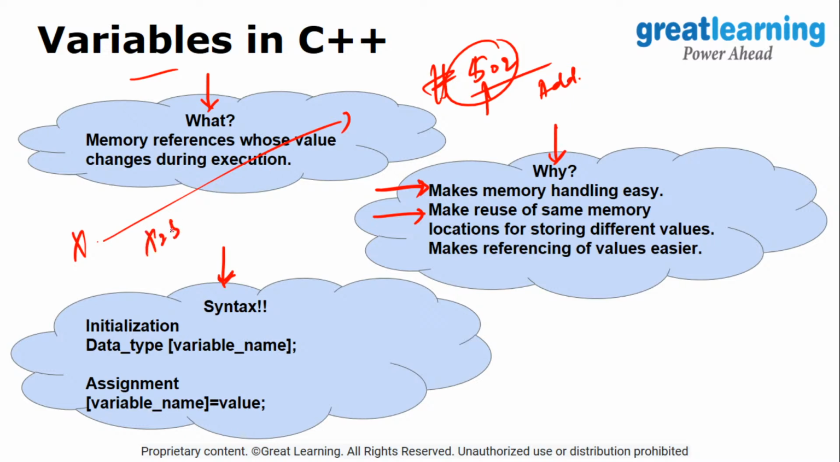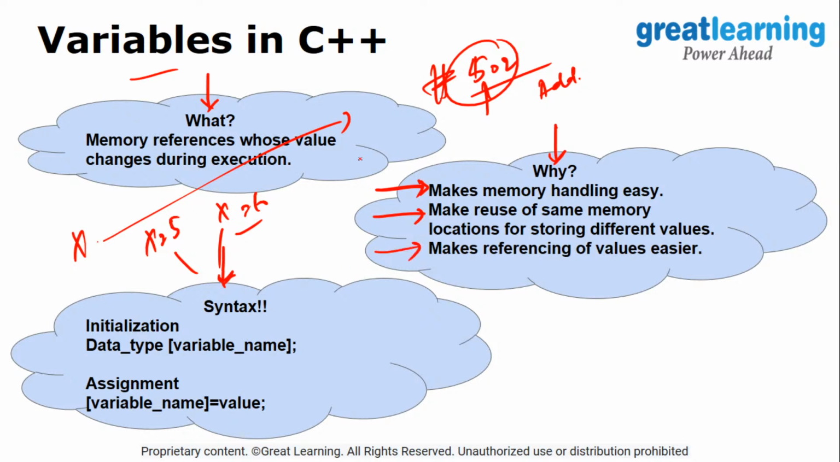Earlier it was having value 5, now it's having value 10, so you can reuse the same memory location as well, with different values. That is what a variable does. Its value can change. Now if something is constant, it doesn't change. That's a different ball game. Okay, so it makes referencing values easier.